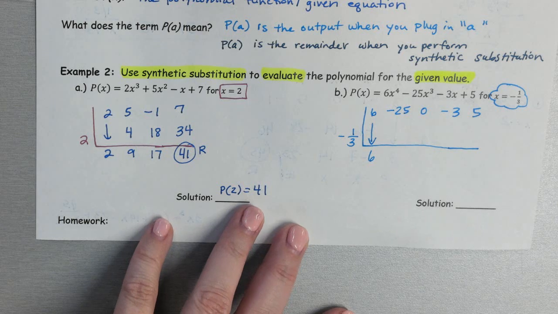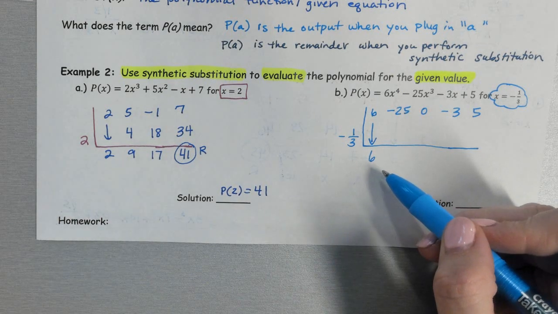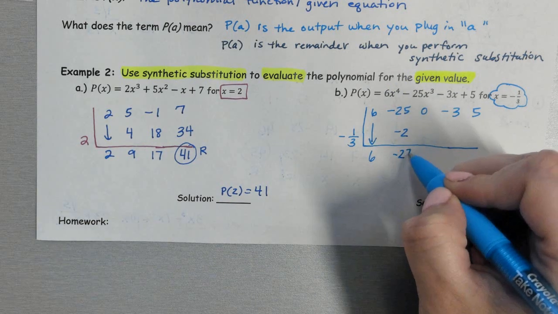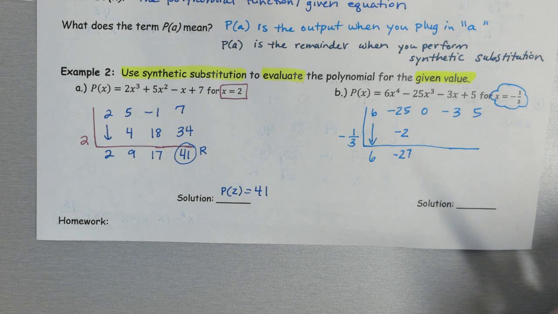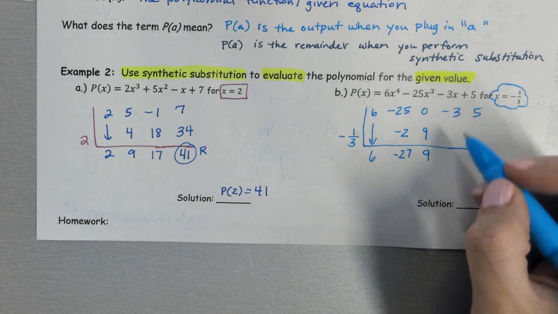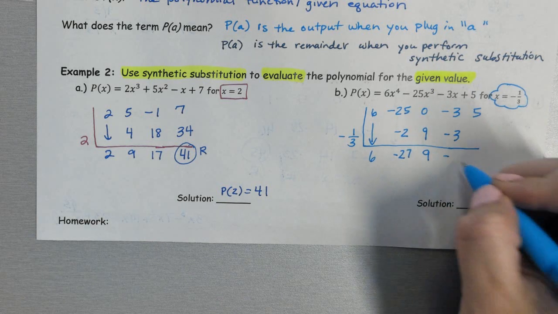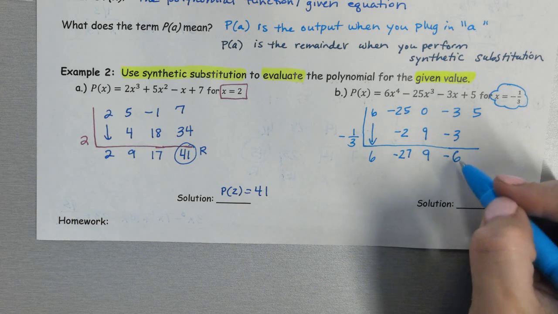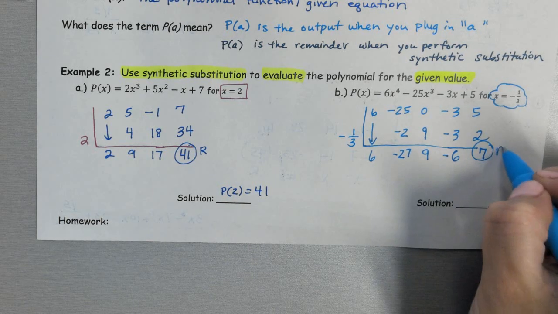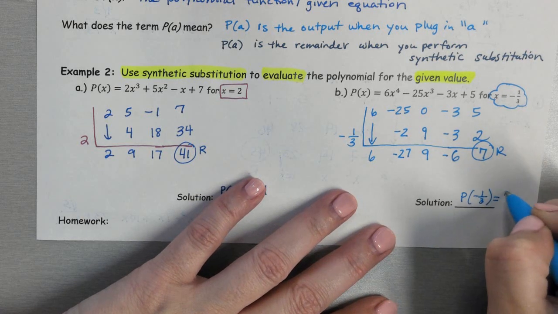So when you're multiplying by negative 1/3, it's the same thing as dividing by what? Negative 3. So 6 divided by negative 3 is negative 2. Add straight down, negative 27. What's negative 27 divided by negative 3? Positive 9. So 0 plus 9 is 9. 9 divided by negative 3? Negative 3. Just make sure that when you're adding, you keep the negative here. So you get what? Negative 6. Negative 6 divided by negative 3 is 2, positive 2. So you add, you get 7. Okay, so then your solution is just P of negative 1/3 equals 7.